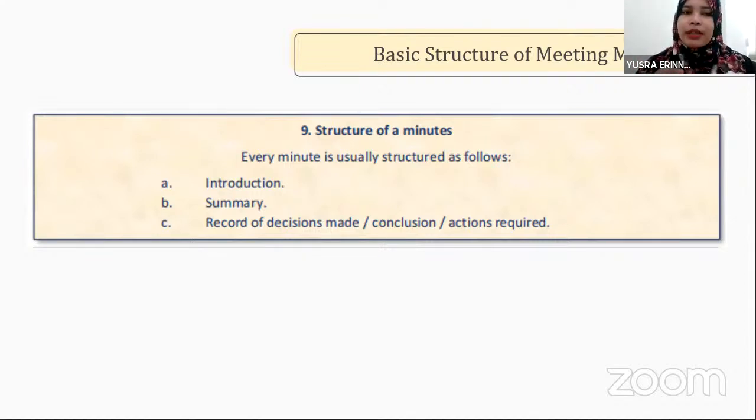Okay, so the summary could be the summary of what has been discussed and what has been accepted during the previous meeting. And then the next one, we will go to the agenda items. Over here is the agenda items, record of decisions made, conclusions and actions required.